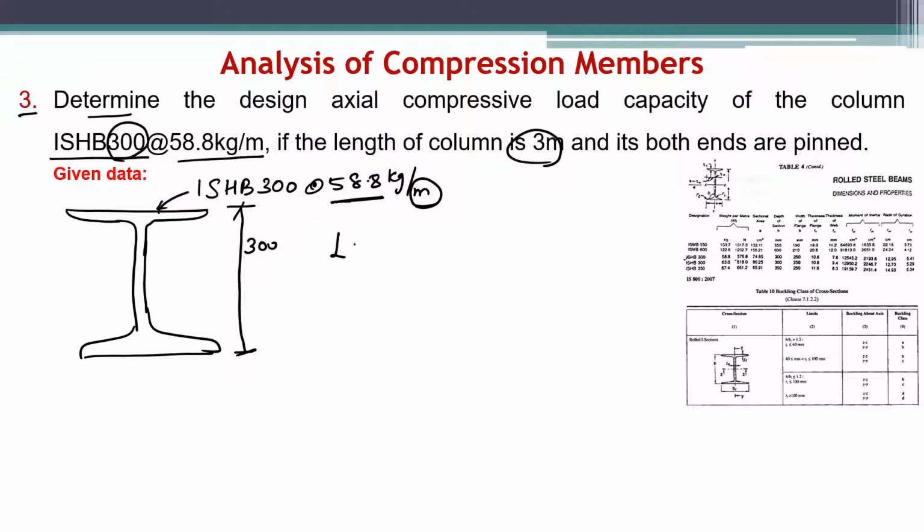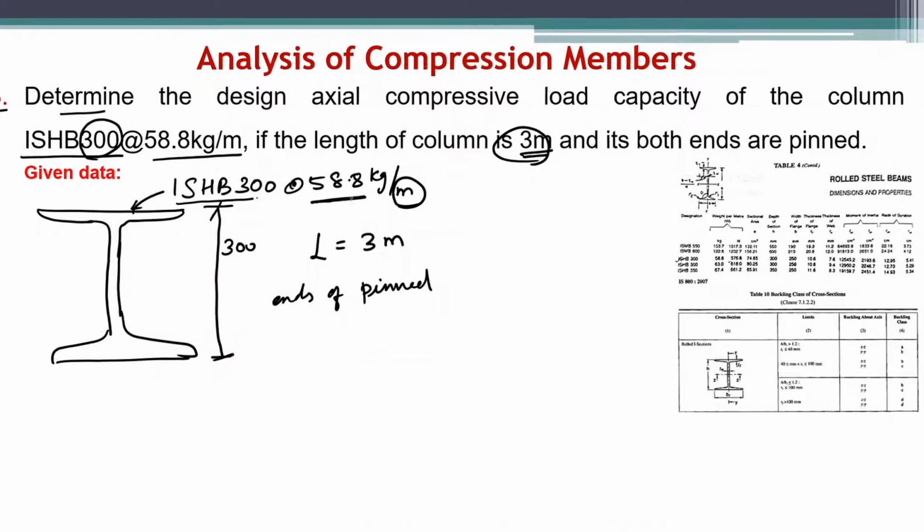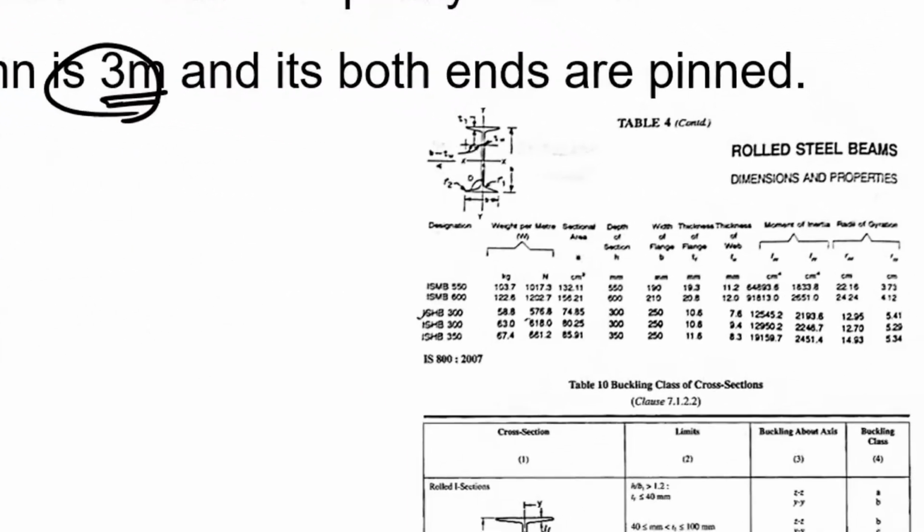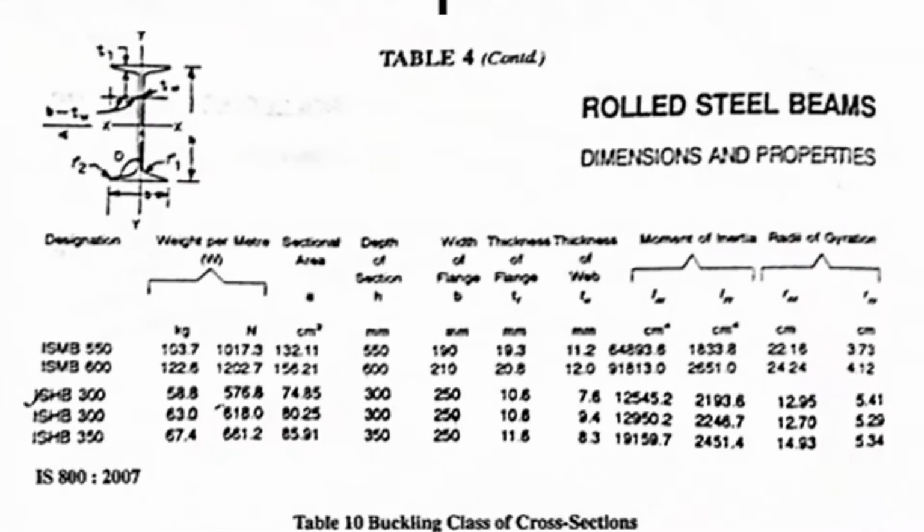And the length of the column is 3 meter. It is given here. And its ends are pinned, both the ends are pinned. So you need to find out the effective length and also the properties of this ISHB 300. So let's write down the properties of ISHB 300 at 58.8 kg per meter. For this, you need to refer to the steel tables.